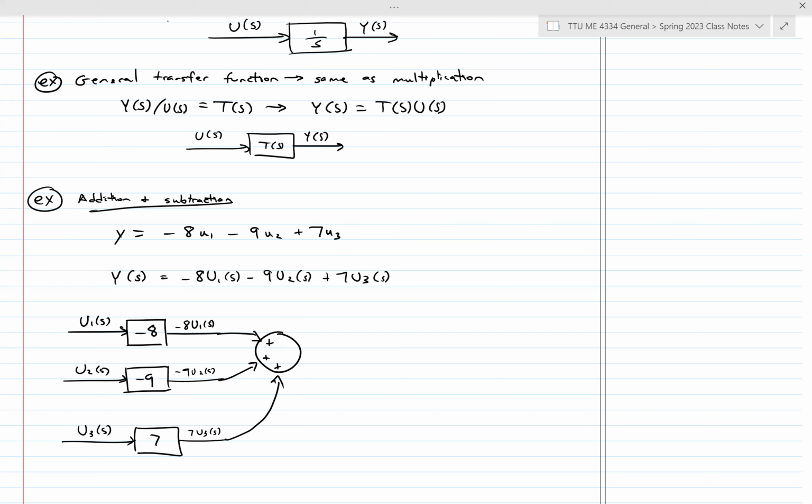Now what? We have an arrow coming out of this, right? And what does that arrow have? Well, it's -8 U1 of S minus 9 U2 of S plus 7 U3 of S, which is in this case Y of S. How many outputs can a summer have? A circle. Only one. You can have as many going in as you want, but you can only have one coming out of our summers. Keep that in mind. What about blocks? How many things can go in and how many things can go out of a block? Just one and one. A block only has one thing going in and one thing going out here.